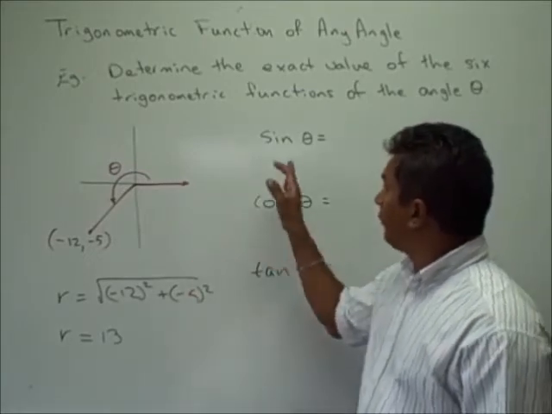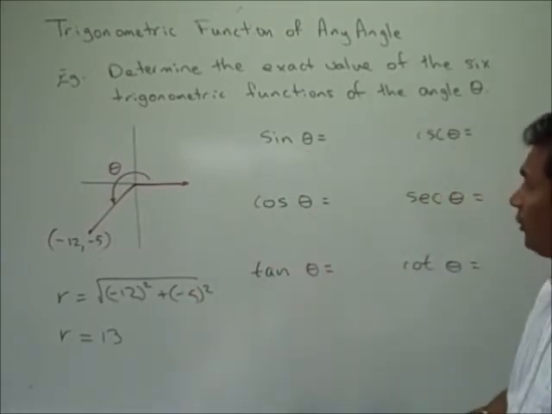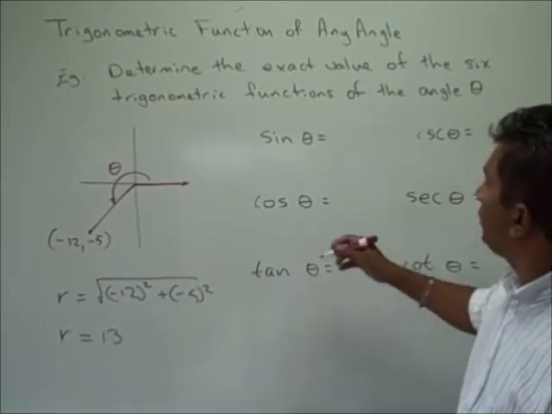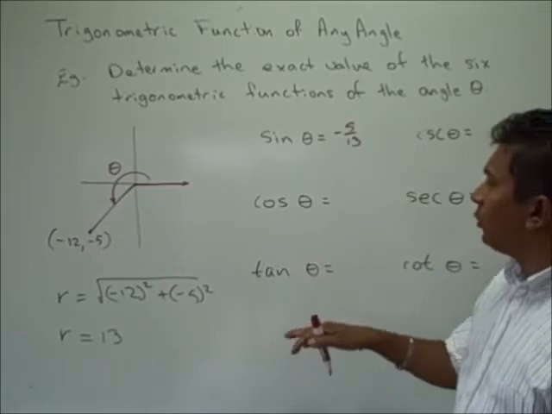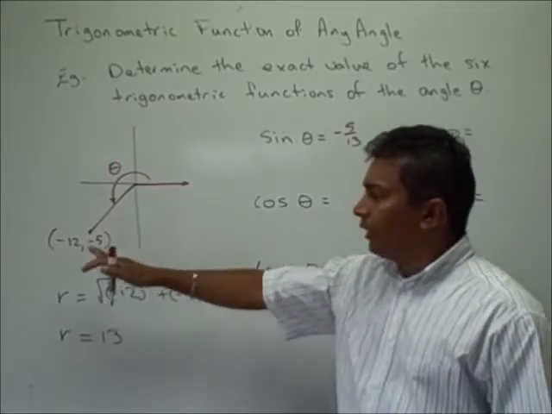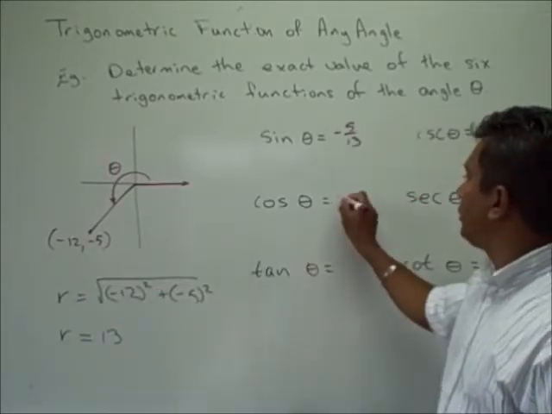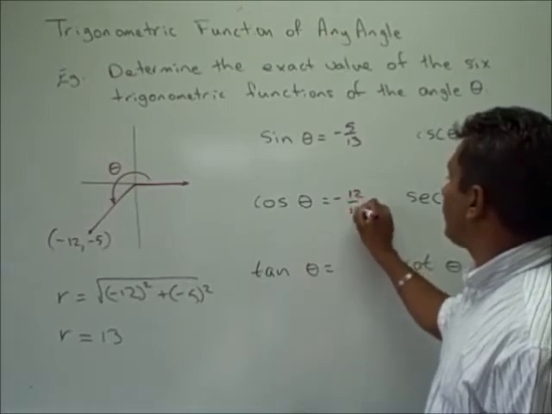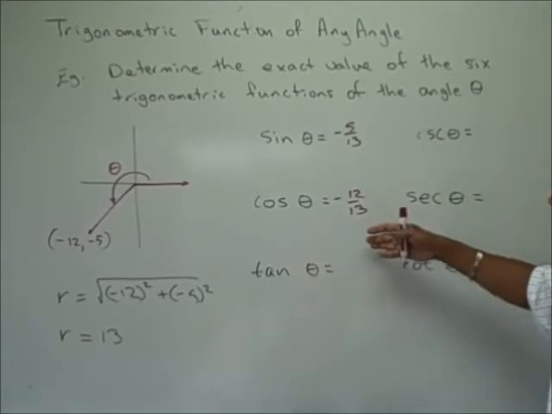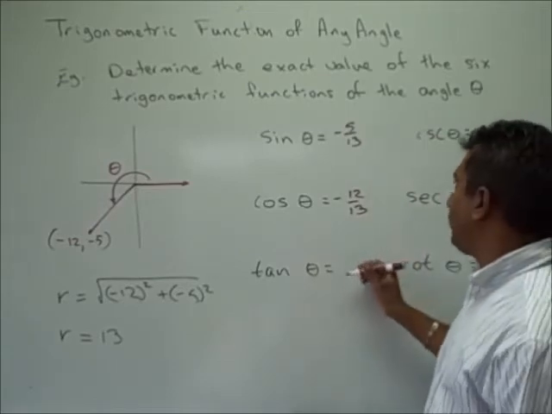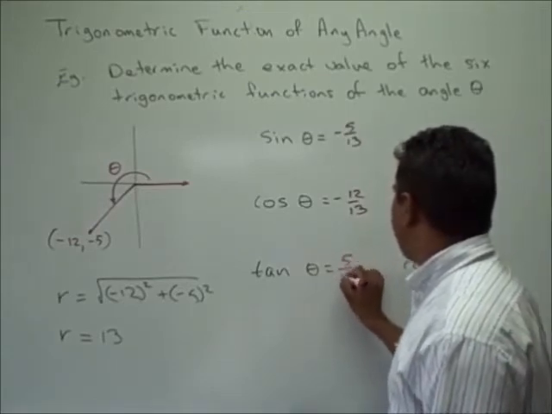We know sine of theta is equal to y over r, so this becomes -5 over 13. Cosine of theta is our x value over r, so this is -12 over 13. And tan theta would be sine theta over cosine theta, so this becomes a positive 5/12.